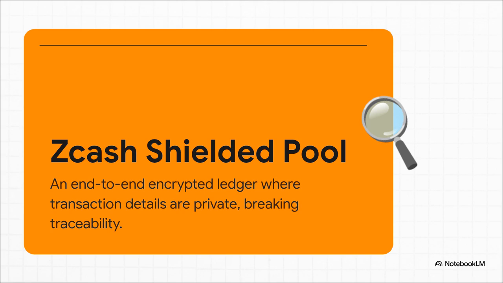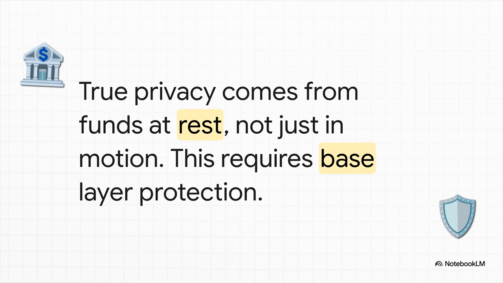When you send your Zcash into this pool, all the transaction details, who sent it, who got it, and how much, are completely encrypted. This is what breaks that chain of traceability that you see on all the public ledgers. And this right here is a really, really crucial point. The source material argues that things like crypto mixers, temporary privacy solutions, just aren't enough. Why? Because true privacy comes from shielding your funds while they're at rest, while you're holding them over time, not just for that split second when you're making a transaction. And to do that, you need privacy baked into the foundation, the base layer of the protocol itself.